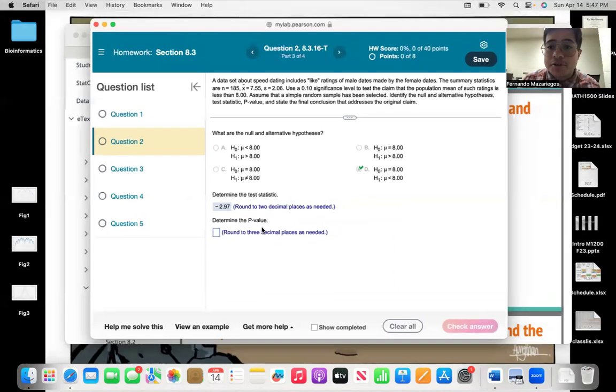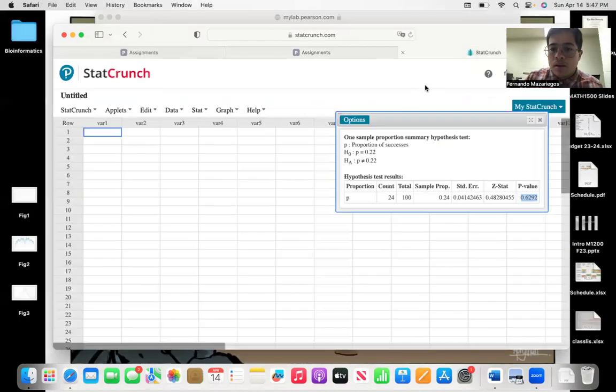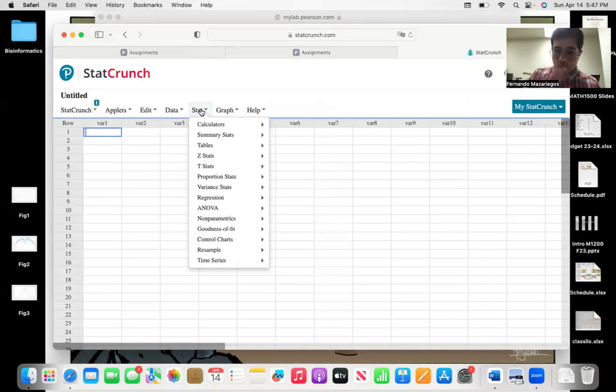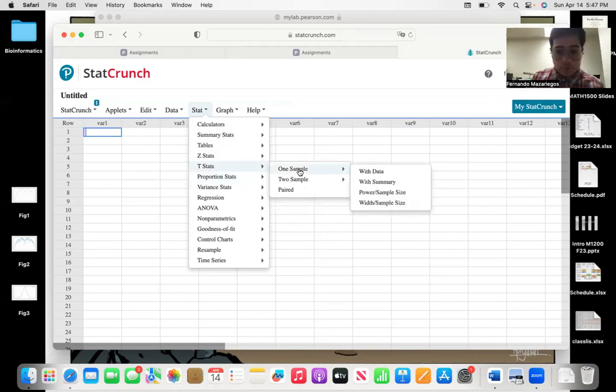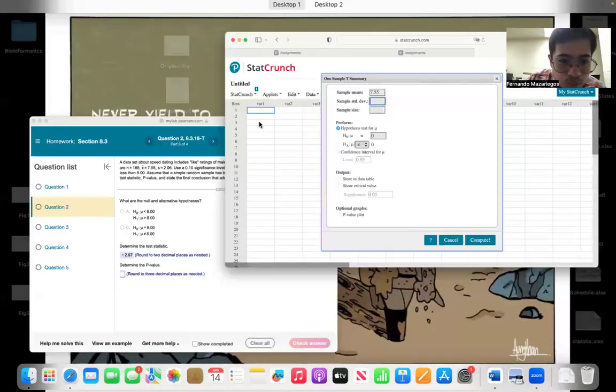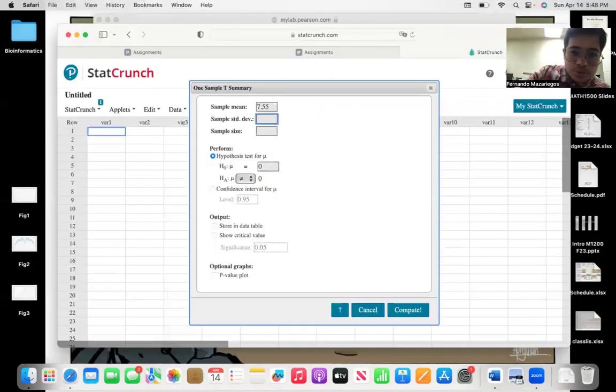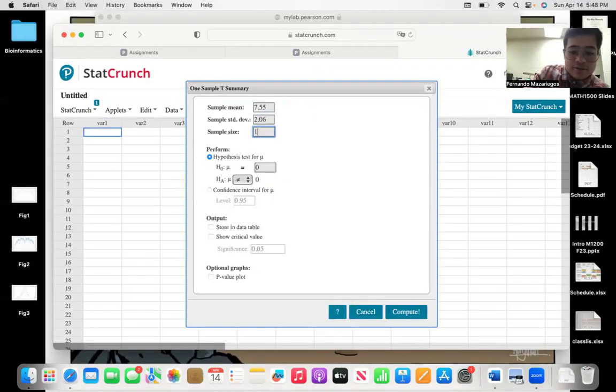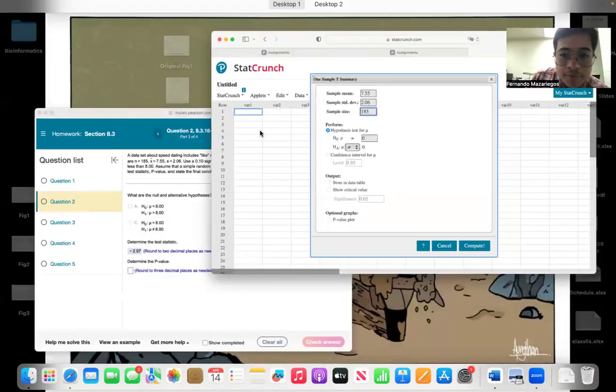So again, we're going to use StatCrunch. We always start here, Stat. But now instead of using proportion stats, that's the option for proportions, we're going to go to T Stats. That's the option that we want to use for the mean. We select one sample as well, and we select with summary as well. So the sample mean, we are told, is 7.55. The sample standard deviation, we are told, is 2.06. And the sample size is 185.